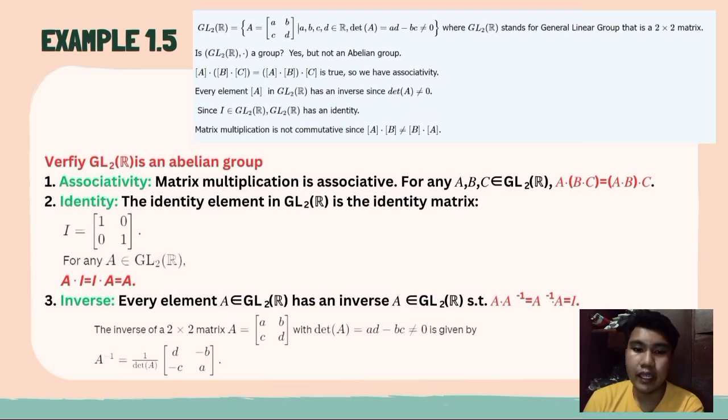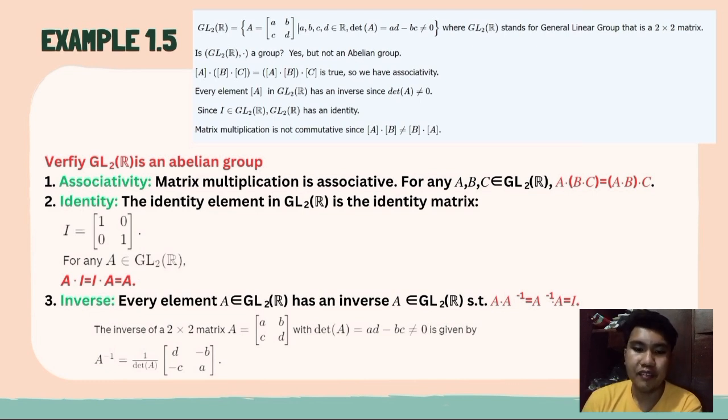The identity element of the general linear group, that is 2 by 2 matrices for real numbers, is the identity matrix, where the identity is [1 0; 0 1]. For any A that is an element of the general linear group of 2 by 2 matrices for real numbers, then A times I is equal to I times A, which is equal to A.